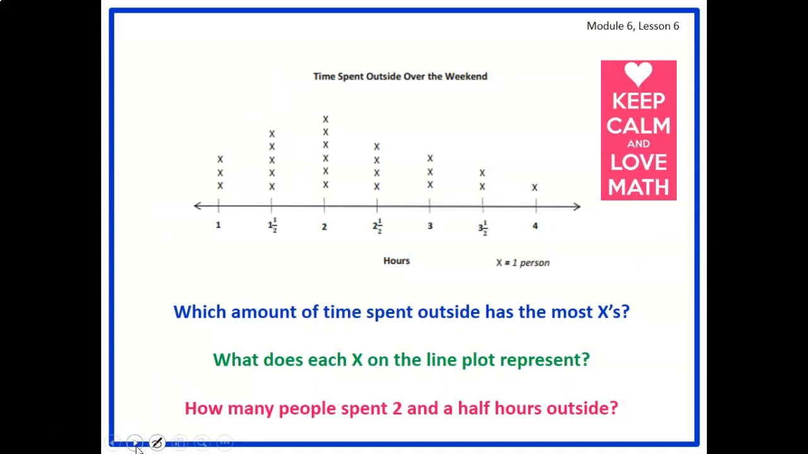Which amount of time spent outside has the most X's? Take a look at it. If you said 2, you're correct. Very easy to see. You can see that it's the tallest group of X's. And what does each X on the line plot represent? Well, that's easy because it tells us right there in the key or the legend. Each X represents 1 person.